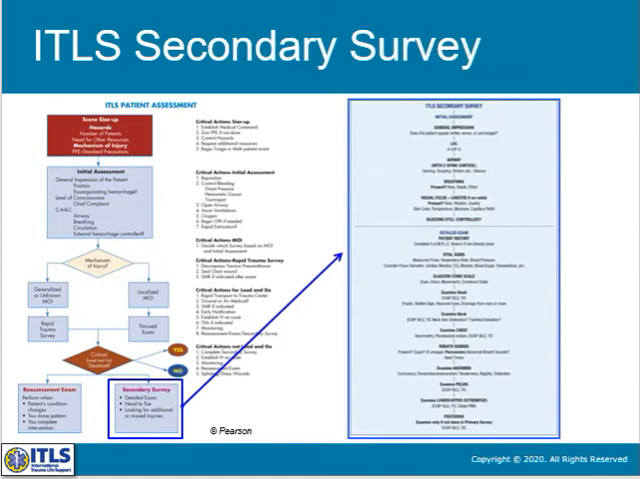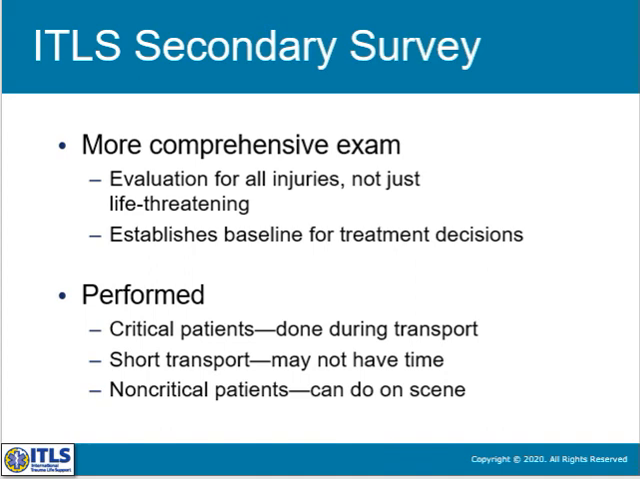So, your secondary survey. It's more comprehensive than your initial, and it's used to identify all injuries, not just life-threatening. So this is going to be more of a detailed exam. This is where you're going to establish a baseline for treatment decisions. Already critical patients, shorter transports, non-criticals you can do on scene.